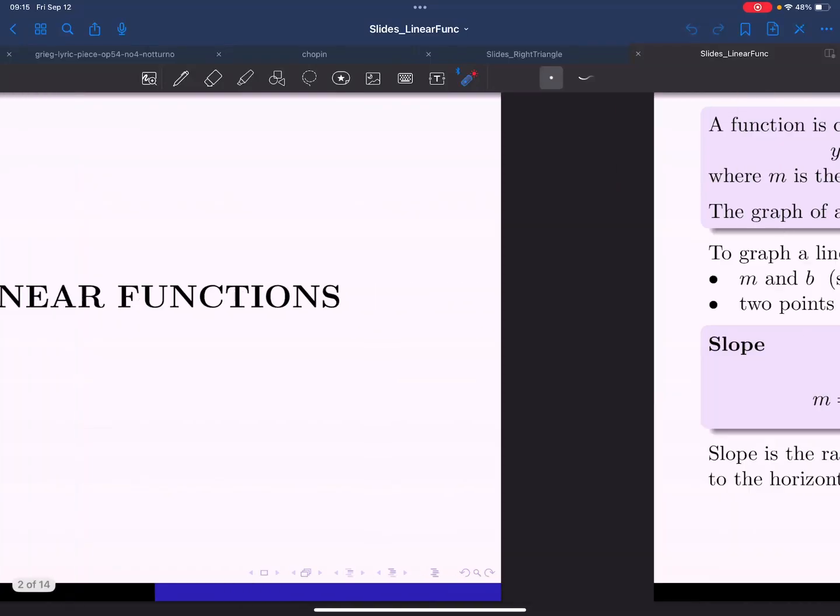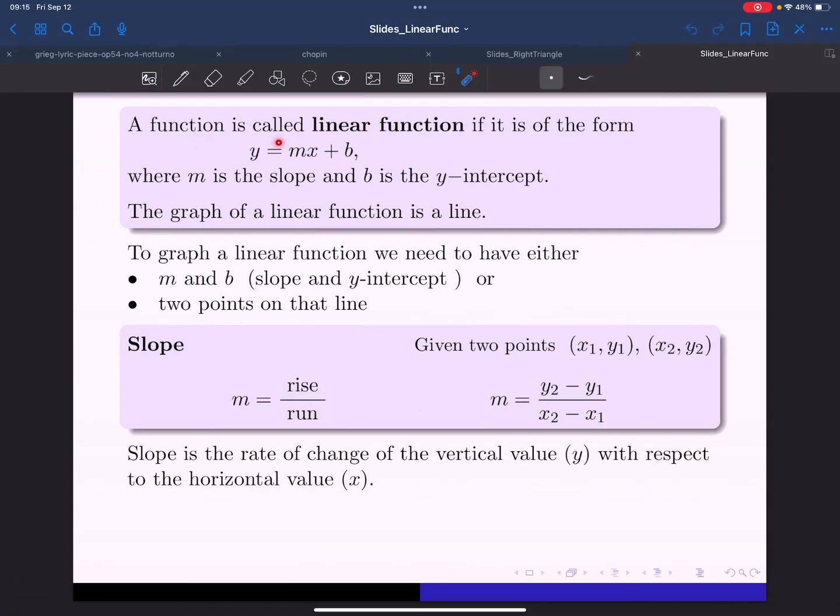Linear functions. A function is called linear if it is of the form y is equal to mx plus b, where m is the slope and b is the y-intercept. The graph of a linear function is a line. To graph a linear function, we need two pieces of information: either the slope and the y-intercept, or at least 2 points. If we have 2 points on that line, we can identify and graph the line.